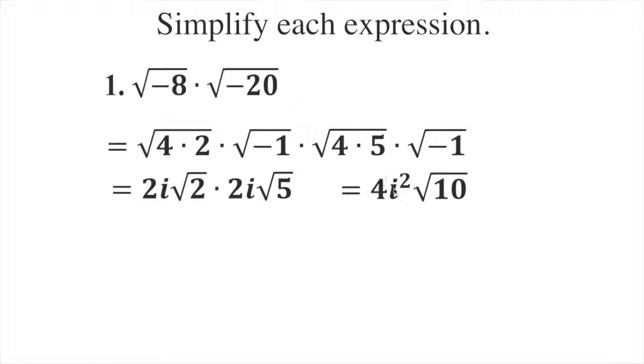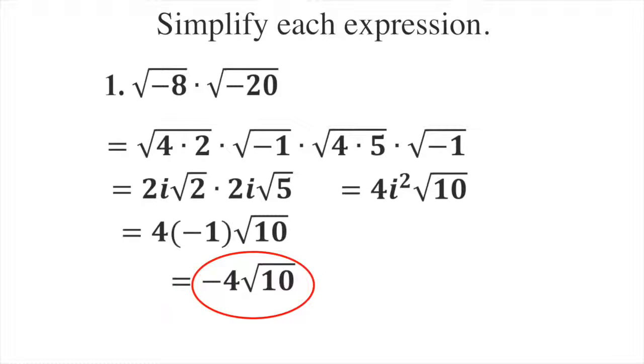But we know what i squared is. Remember, i squared is -1. So now I take this and I go, okay, I've got 4 times -1 times the square root of 10. So 4 times -1 gives me -4 square root of 10.